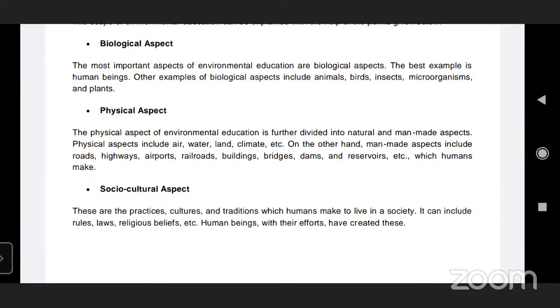As we know, India has a very good culture. Not only we, foreign countries also express the same way. They are saying the same. India is a very well-being, traditional and cultural country. So here, the practices, whatever the cultures and traditions, are what humans make to live in a society.